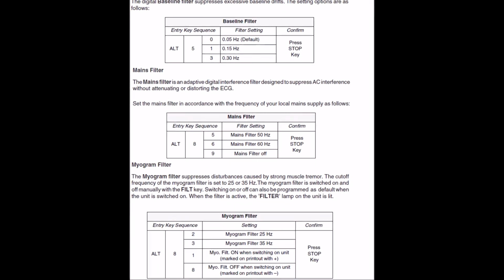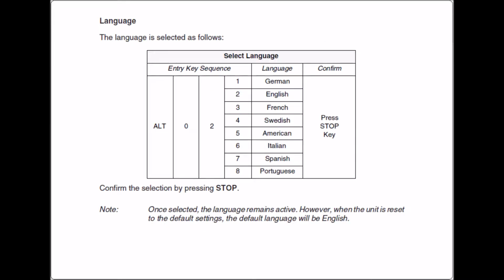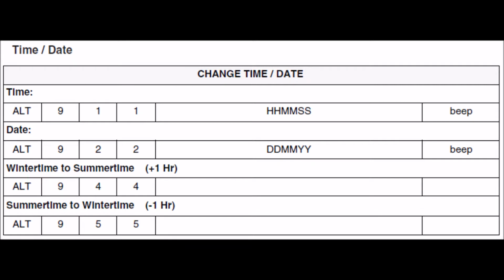To define the settings for the filters, these are the corresponding codes. If any language changes need to be made, the following codes are used. In order to change the time and the date, these are the corresponding codes.